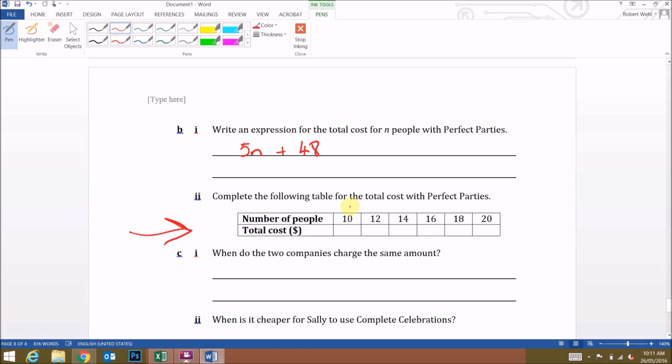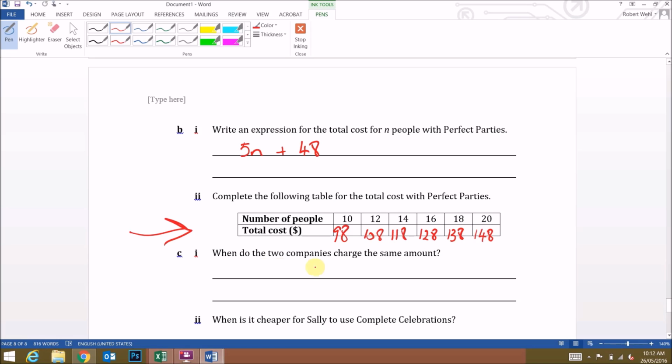So for the top one, we go 10 times 5, which is 50, all right, plus the 48, which equals 98. For the next one, 12 times 5, which is 60, plus the 48, which is 108. For the next one, it's 70 plus 48, which is 118. So here we can see a pattern. It's now going up by 10 each time. It's going to be 128 there, 138 there, and 148 there.